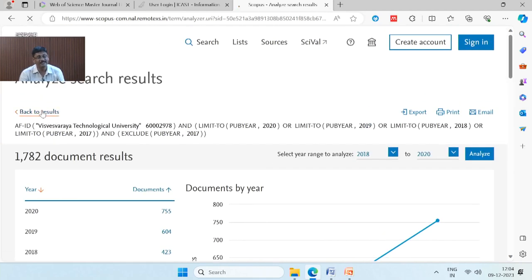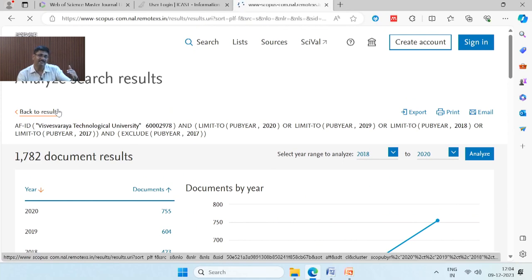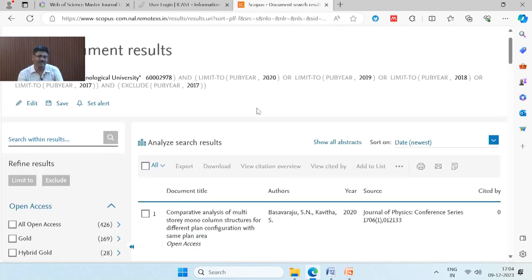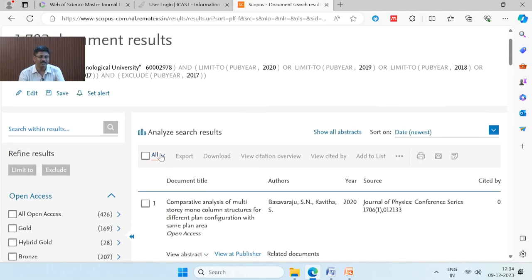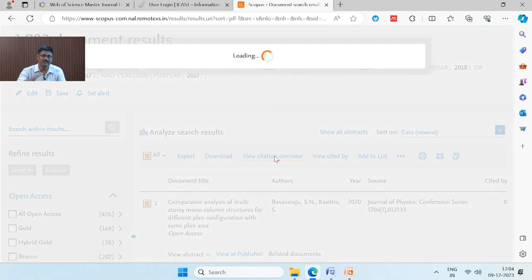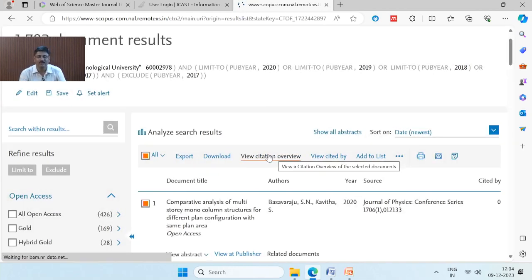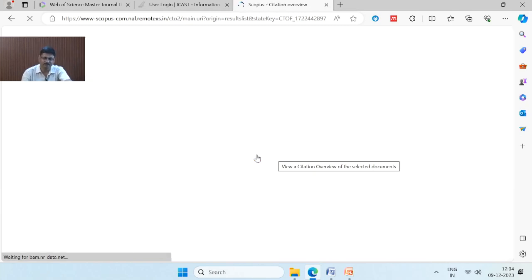These are all the various profiles. Now I want to see the citation profile, how these articles have got citations, because NIRF calculates only a three-year window of data. So now I select all and ask how many citations these articles have received, what the citation growth is, and what the H-index is for these three years for VTU.